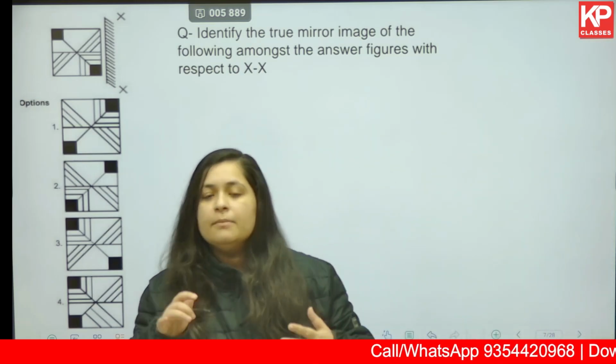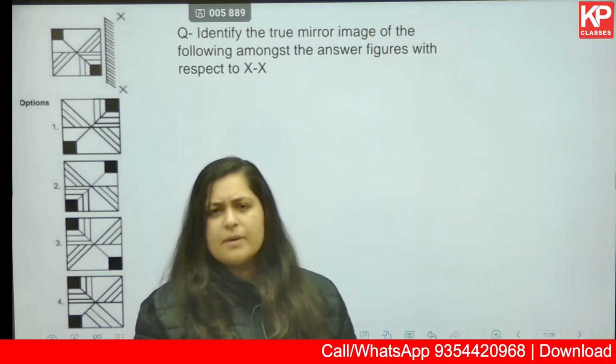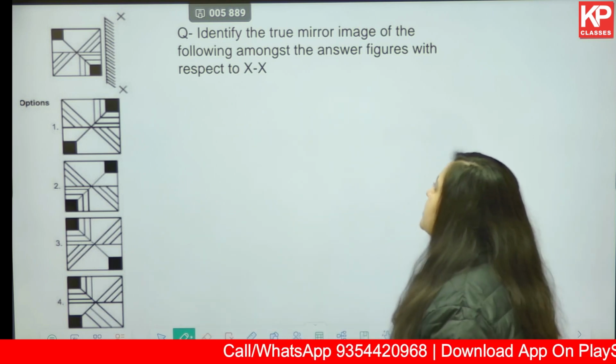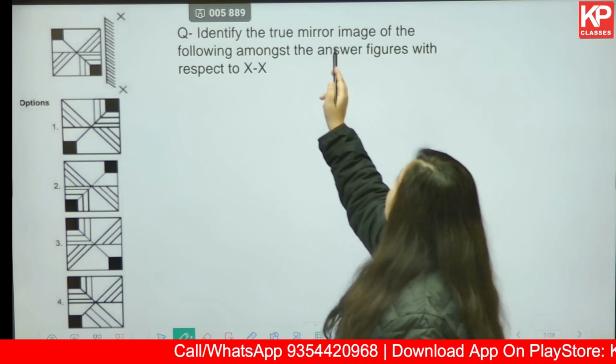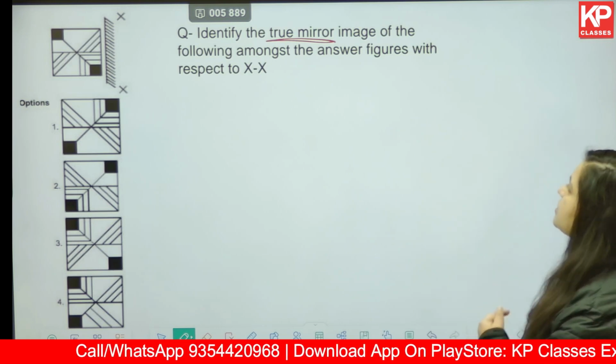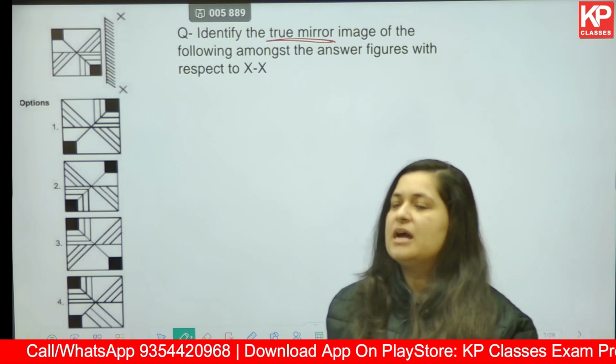Any answer, make sure that you are double checking it by whatever understanding or any concept that you can think of. Next, identify the true mirror image of the following amongst the answer figures with respect to x dash x.